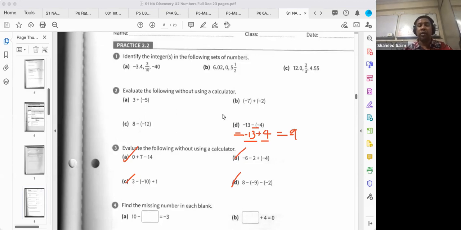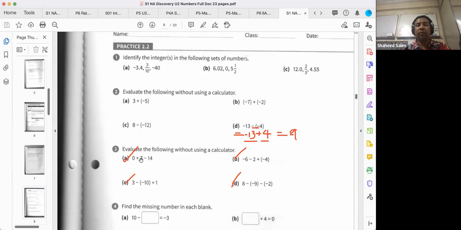So we go one by one. This one you all know, right? You owe $14, you have $7. Take bigger number minus small number, you get 7. Follow the sign of the bigger number, minus 7. Darwish, well done.